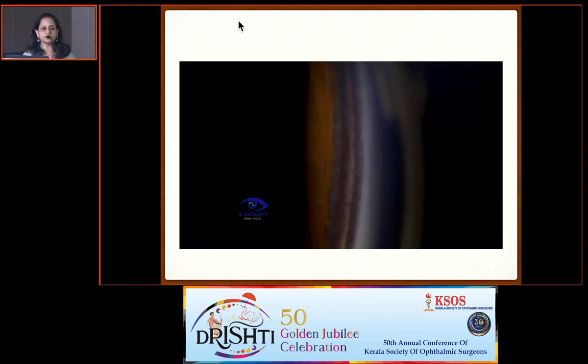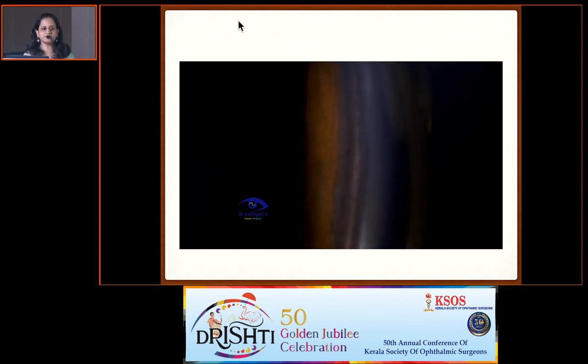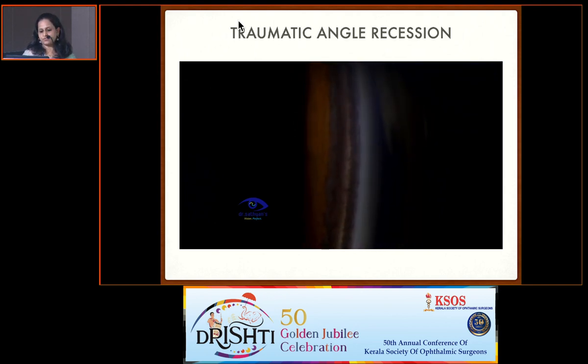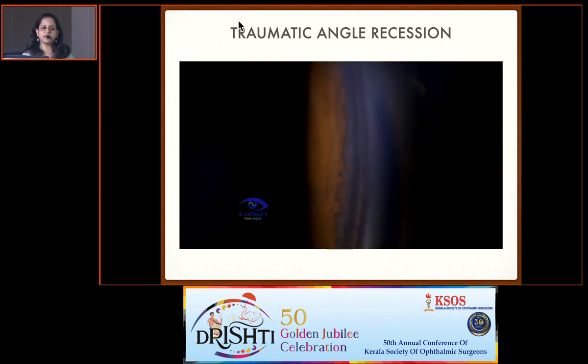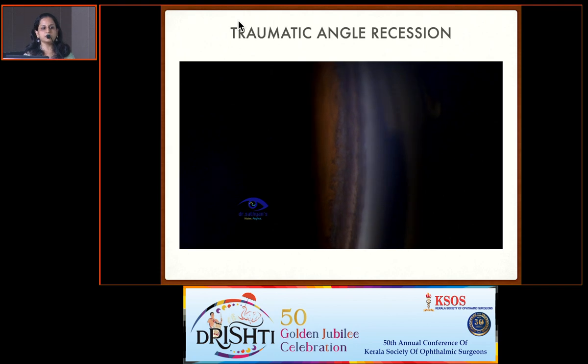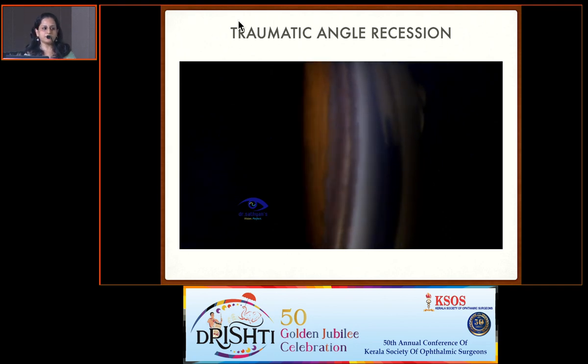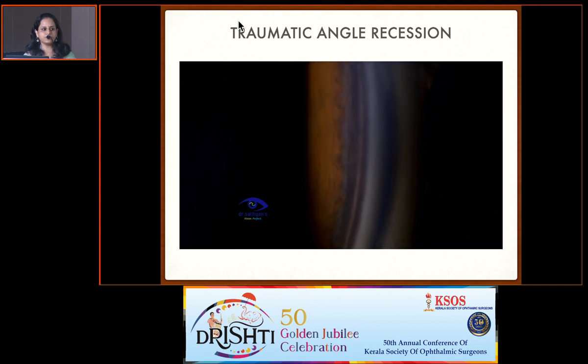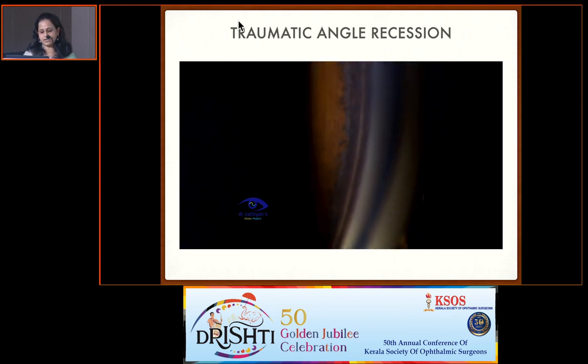It is also equally important to compare both eyes. You see both eyes, there will be a difference. The other eye will be completely normal and this one will have a wide angle. So this is an example of traumatic angle recession. Traumatic angle recession glaucoma can come any number of years after the trauma. Sometimes the patient may not even remember that they had an injury. It might be 5 years back, but they can have a raised IOP after 5 years. So it can come anytime.